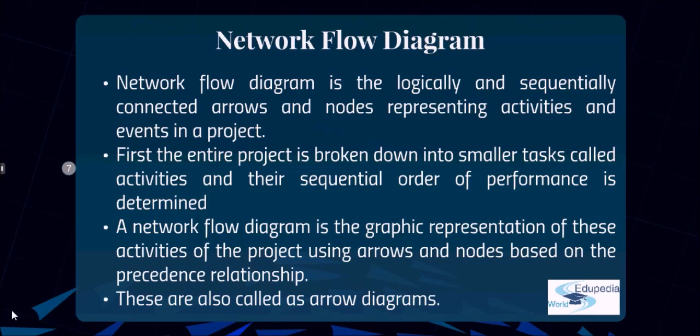How do we get it? First, the entire project is broken down into smaller tasks called activities, and their sequential order of performance is determined. A network flow diagram is the graphic representation of these activities of the project using arrows and nodes based on the precedence relationship. This is also called as an arrow diagram.